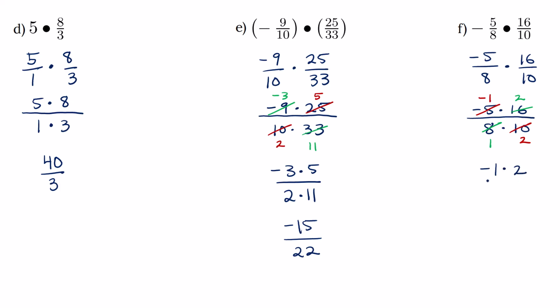Negative 1 times 2, 1 times 2, and that looks like it comes out to negative 2 over 2, which is negative 1. Looks like we had to reduce a little bit at the end, and I think the reason for that was because we still had this 2 and this 2 that could have been reduced at that stage.